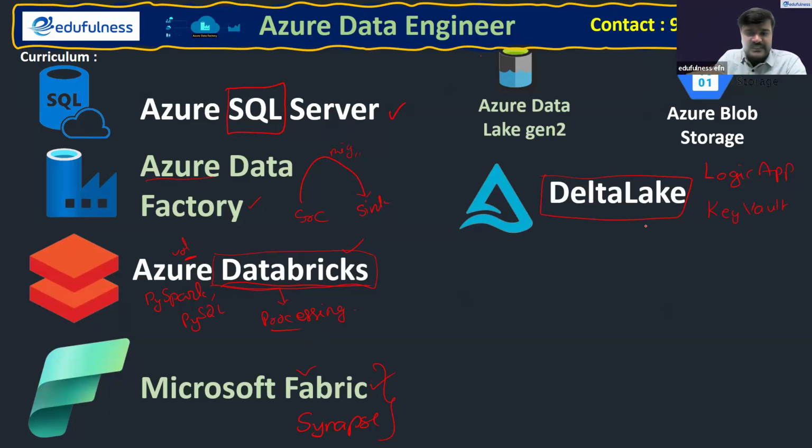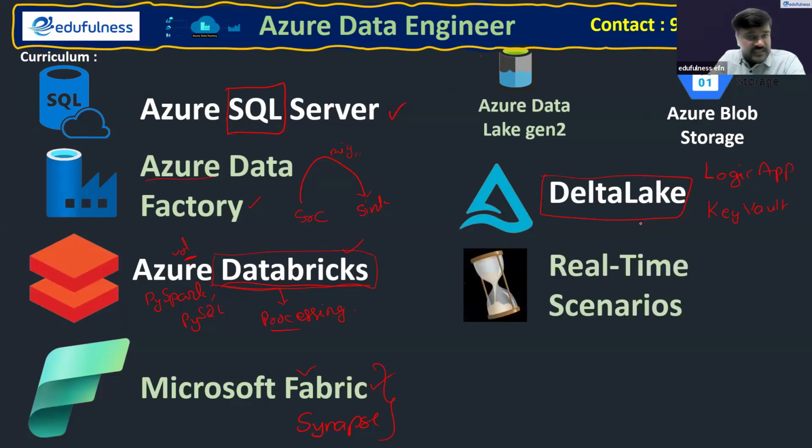Overall, this is the core thing you should learn. With this, you can confidently handle 95% of any data engineering project in Azure, provided you do the real-time scenarios. So around 30 plus real-time scenarios we are going to discuss. These are not just random scenarios. This is going to happen hand in hand along with these concepts.